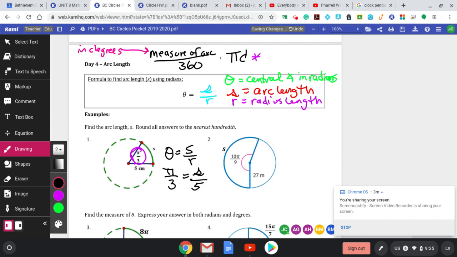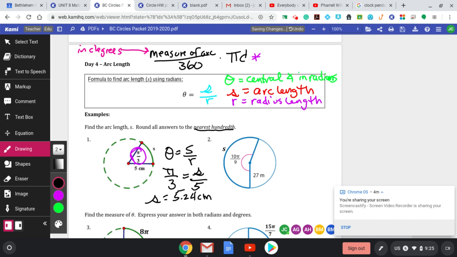Now, how do I solve for S? I can cross multiply. I can multiply both sides by 5. All right, so go ahead and do that right now. You can do 3S equals 5 pi, divide both sides by 3, or you can multiply both sides by 5. Either way, you're going to have to go to your calculator right now because it's asking for nearest hundredth. Okay, so when you do that, the arc length should come out to be 5.24 centimeters. Okay.